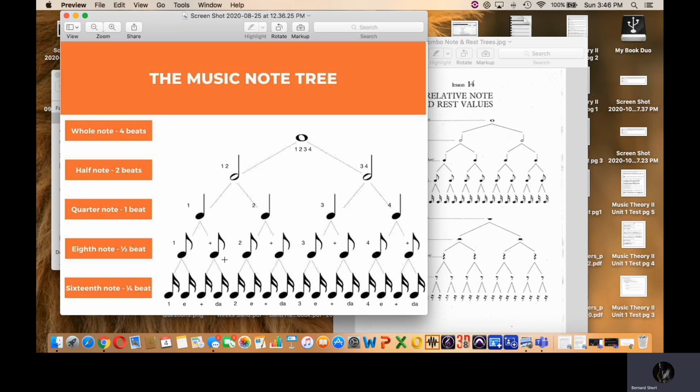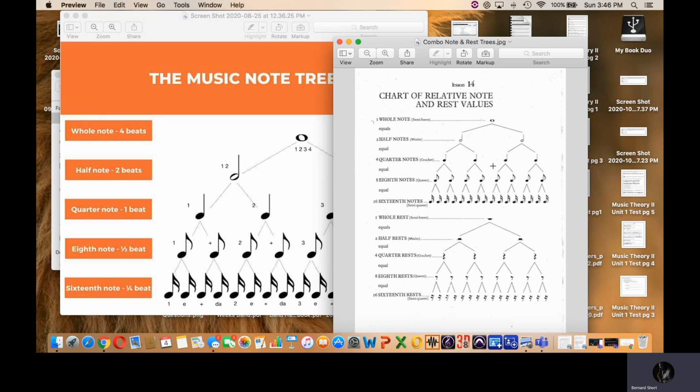How would that sound? 1 E and. 1 E and. How would the other one sound? 1 and, 1 and. Ladies and gentlemen, this is the beginnings of syncopation. Syncopation is that flavor that Black and Latino people put on rhythm.